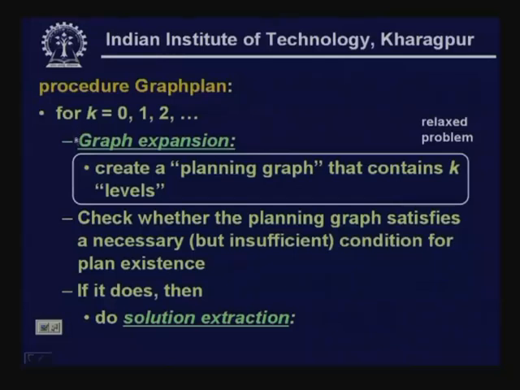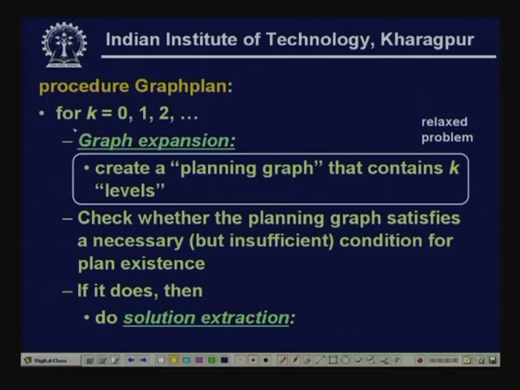We start with k equal to 0, then k equal to 1 and then k equal to 2 and so on. For every value of k, we first do graph expansion, then we check certain conditions in the graph. If the graph meets those conditions, we do solution extraction. So, let us now look at the procedure for graph plan. In the graph expansion phase, we create a planning graph for a particular value of k. In the graph expansion phase, we create a planning graph that contains k levels.